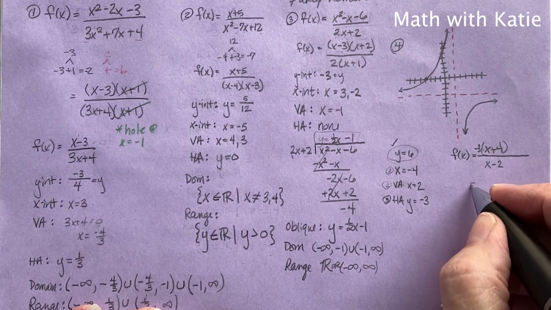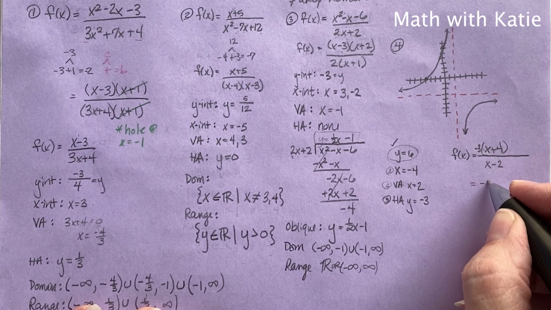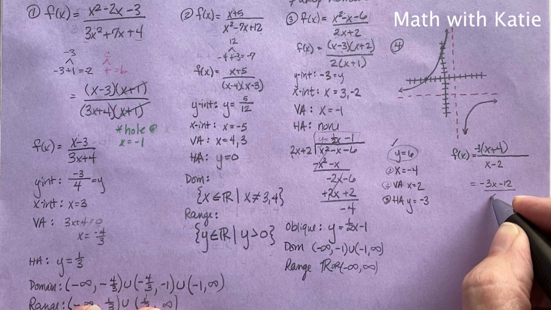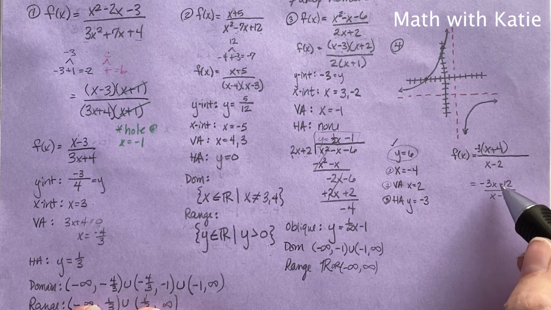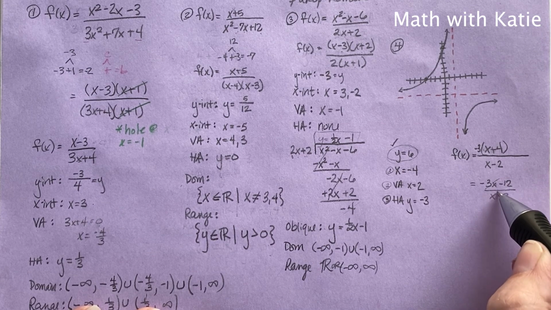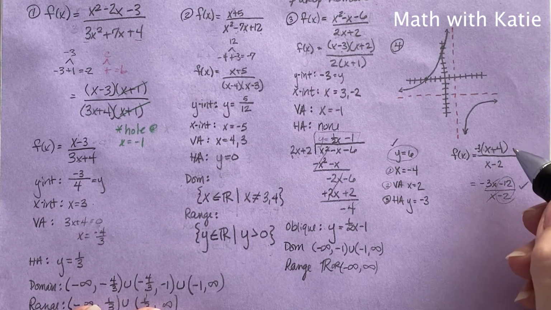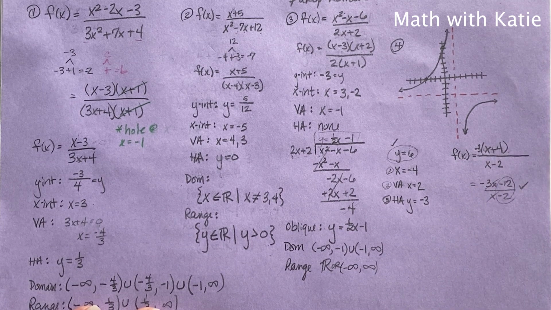Okay, so let's multiply this out. We have -3x minus 12 over x minus 2. Set our x's equal to 0, so they go away. When we divide here, do we get +6? Yes. Okay, so now we know that our equation is accurate.